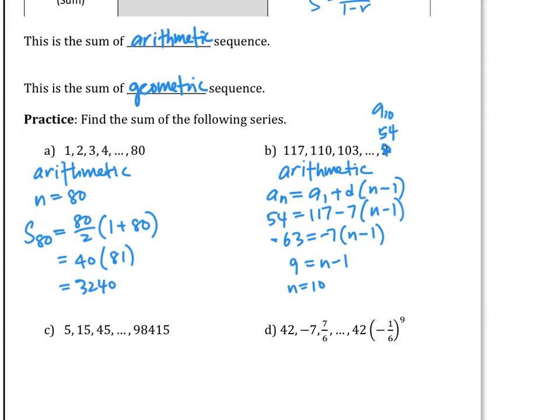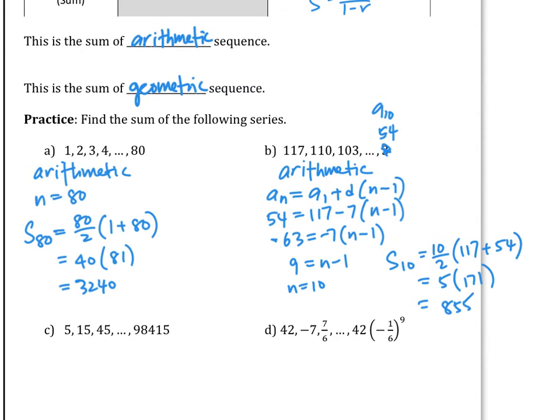And what we can do now is use the sum formula for arithmetic for 10 numbers, which is 10 over 2 times first number plus last number. So 5 times 171, we get 855.